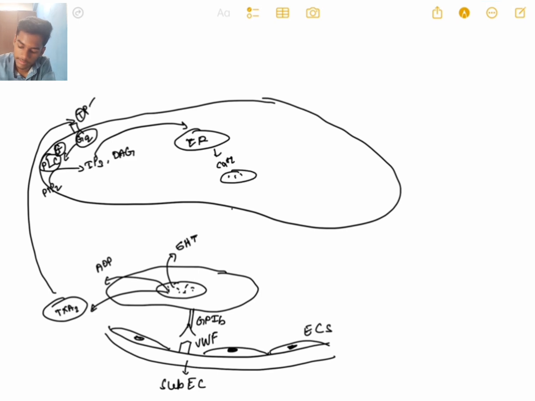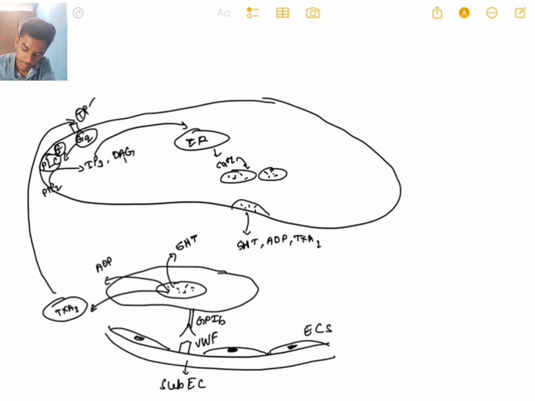There are vesicles inside this platelet also. This calcium will cause exocytosis of these vesicles. There is release of again 5-HT, ADP and thromboxane A2. So IP3 caused release of 5-HT, ADP and thromboxane A2, which will further lead to platelet aggregation.